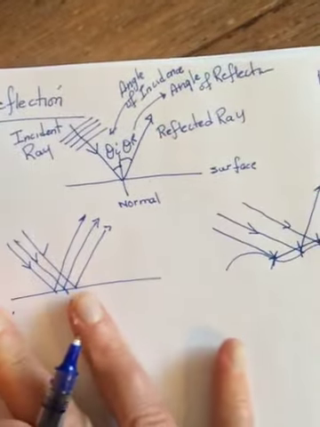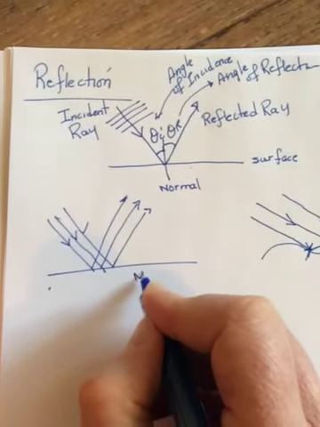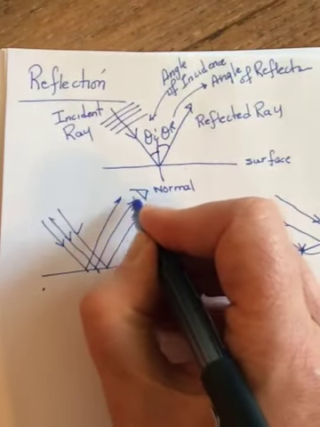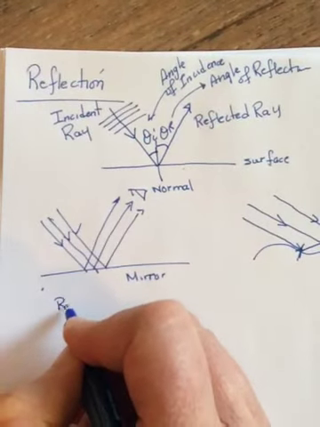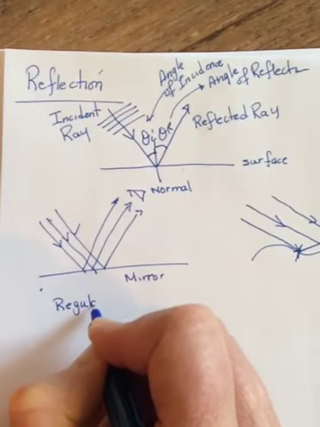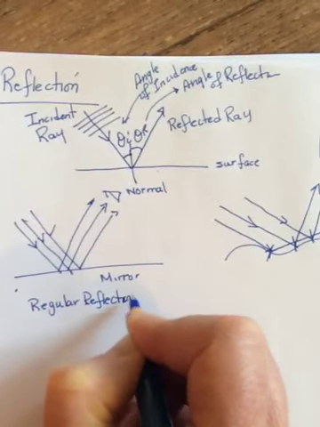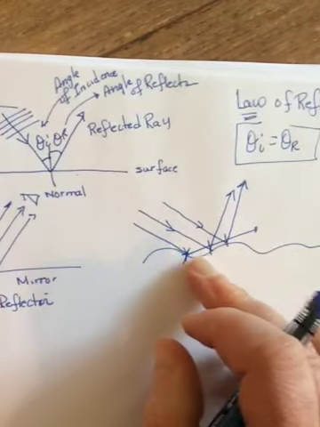Okay? In this case, where they're hitting the nice smooth surface, this could be like a mirror or something. And so the image you would see if you put your eye here would be a nice clear image. This is called regular reflection. But if the surface is all bumpy, and this could be like the lab bench in our lab, right?